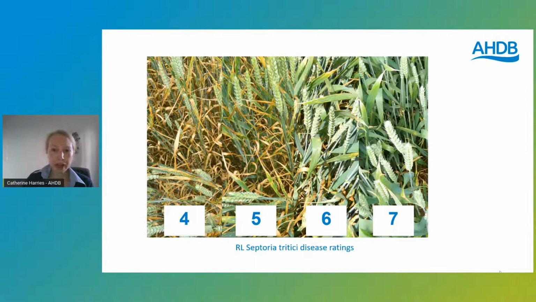And what this means for the ratings is that the difference in levels of disease you'll see between varieties at the lower end of the rating scale is bigger than the difference in levels of disease you'll see between varieties at the top end of the rating scale. So, for example, this picture shows some varieties with different septoria ratings. And if you just look at how much green leaf area there is, the difference between a 4 and a 5 is bigger than the difference between a 6 and a 7. And that's because we log transform the data. Next slide, please.